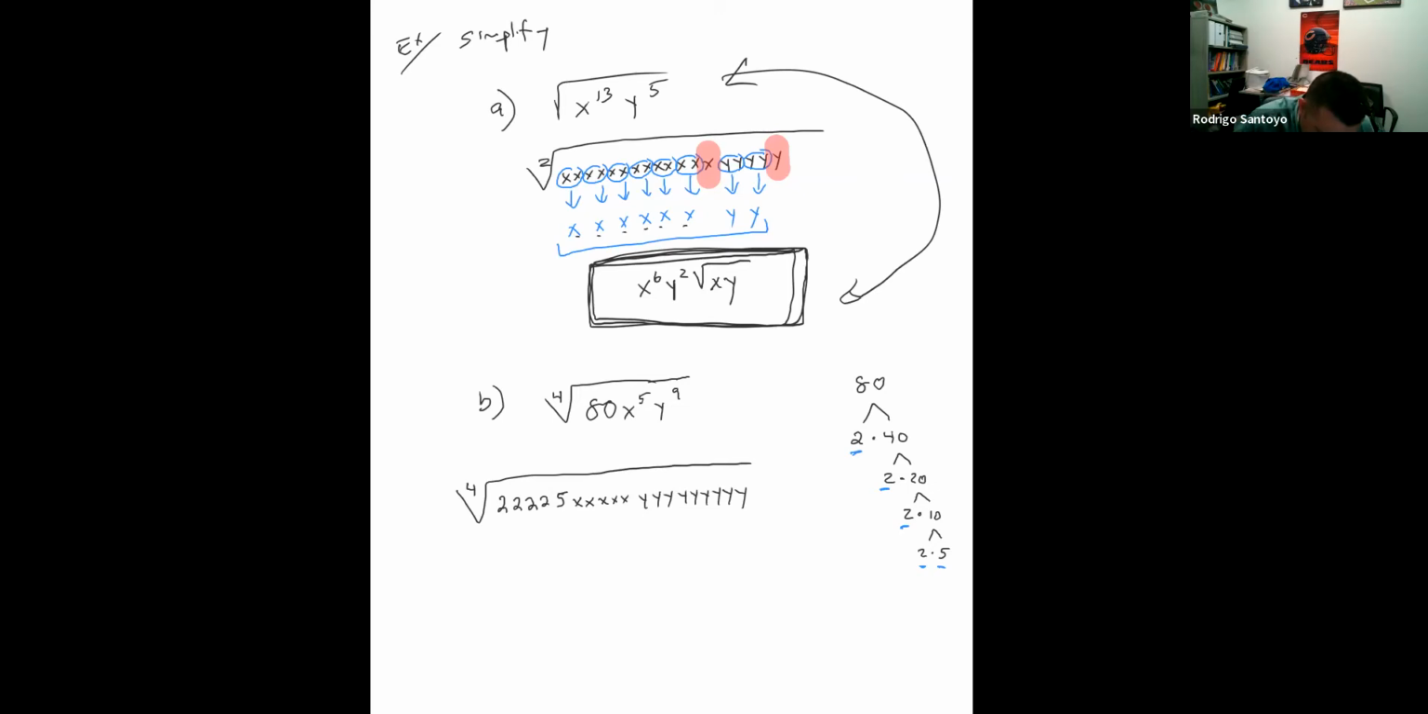Okay. Circle 4 of the same ones. Now it's 4 of them. 4 2s, I just write 1 of them. X's, 4 of them, I just write 1. Y's, 4 of them, I just write 1. Y's again, 4 of them. Just write 1. All right, we multiply what we're left with. So that's 2x y to the power of 2.